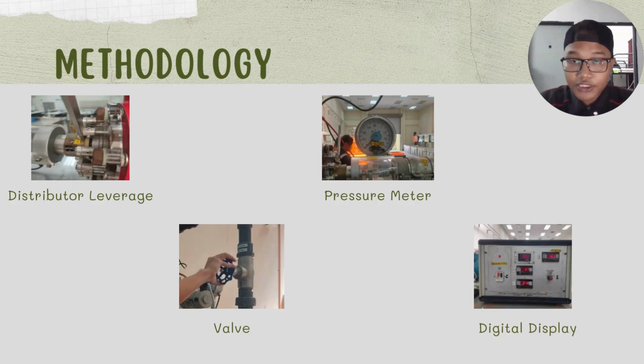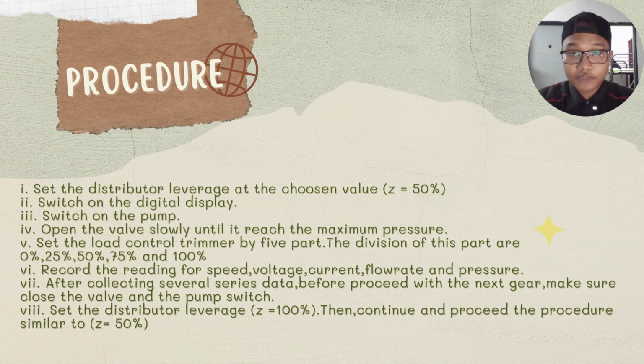For methodology, we use distributor lever, valve, pressure meter, and digital display. Next, for the procedure. First, set the distributor lever at the chosen value, Z equal to 50%. Switch on the digital display and the pump. Open the valve slowly until it reaches the maximum pressure.